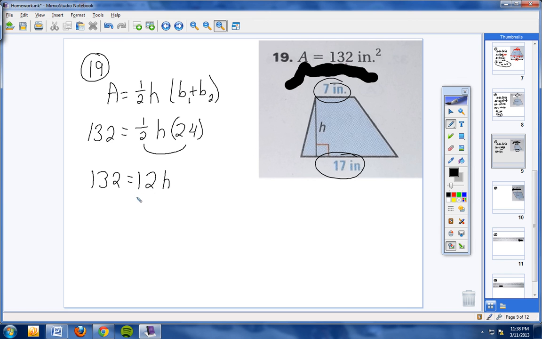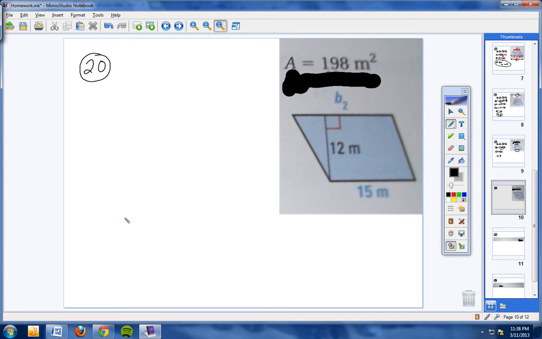Bring down your h, so 12h. And now we're going to divide both sides by 12, and when you divide both sides by 12, you get 11 equals h. Okay, now I keep moving. You can always pause the video and back it up.